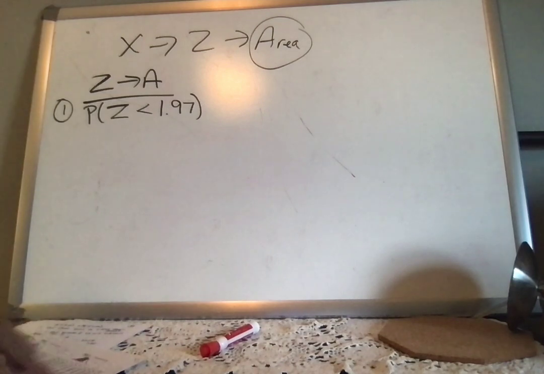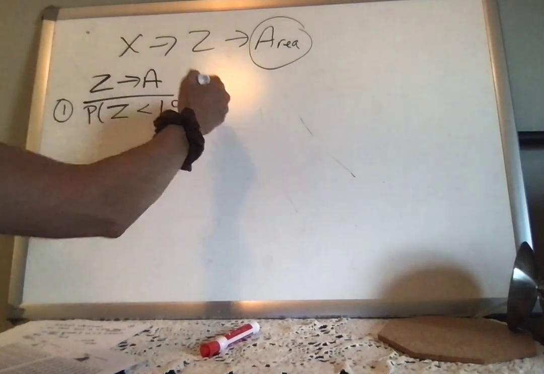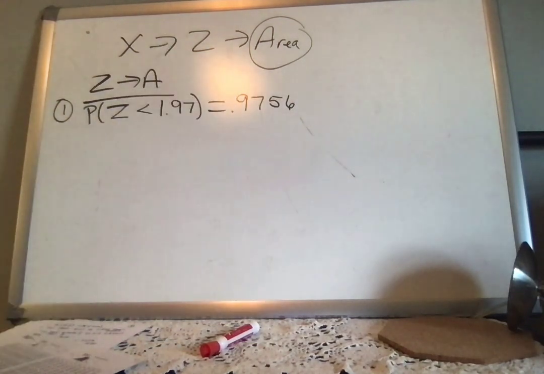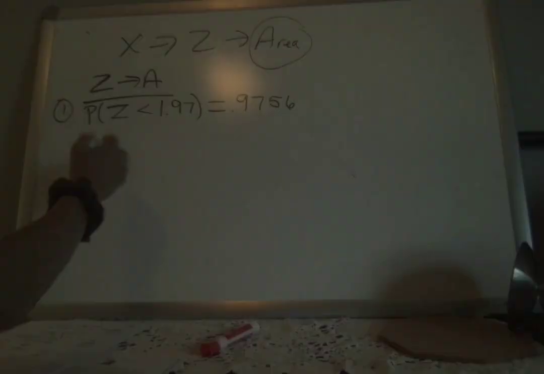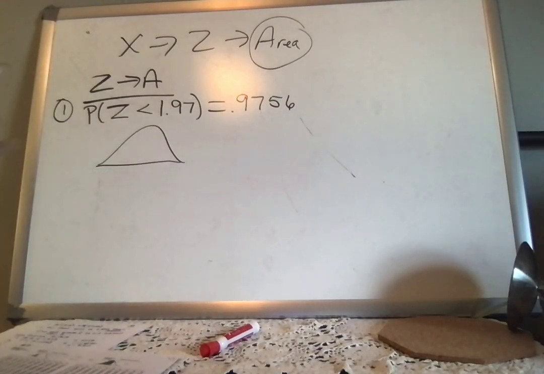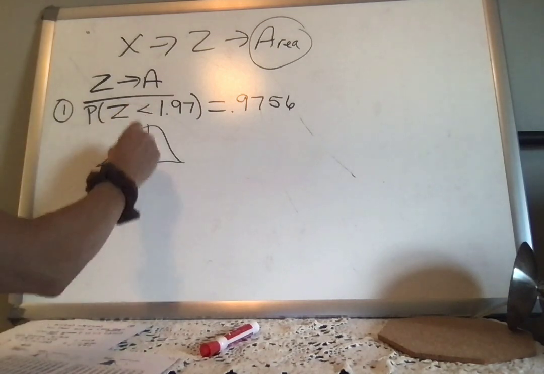Find the 1.9 and the 0.07. You should see 0.9756. Pause me if you need more time. Okay, and that is the answer. And that makes sense, at least. Quick little picture. You'll see me draw pictures for every problem next time.